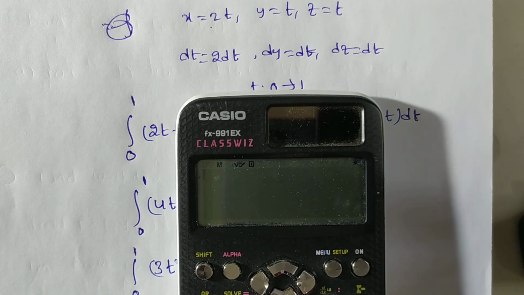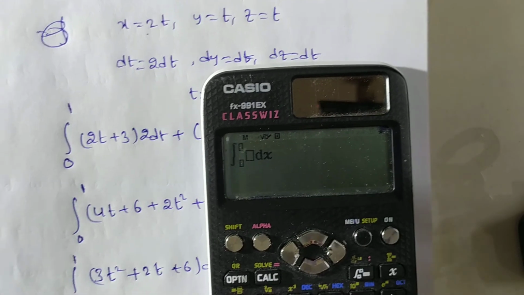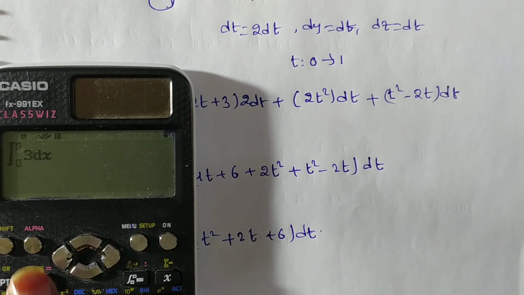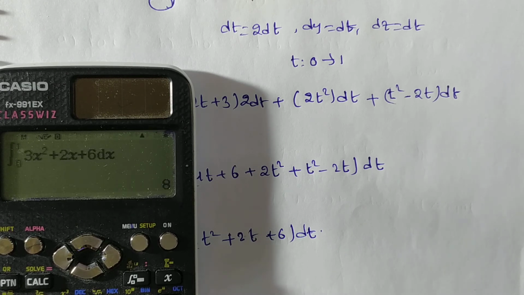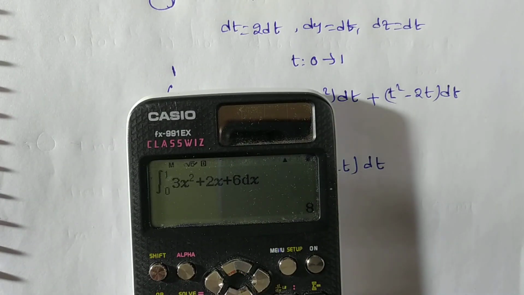I am explaining how you can do it in the calculator. Integral, here what they gave, limits from 0 to 1, 3t square. So in terms of x I am doing it here, because in the calculator we have only the x variable. That is 3x square plus 2x plus 6. Now remaining is limits from 0 to 1. If you press the equal button, then you will have the answer 8. So if this problem is given in an objective type exam, use the calculator and directly you can get the solution.